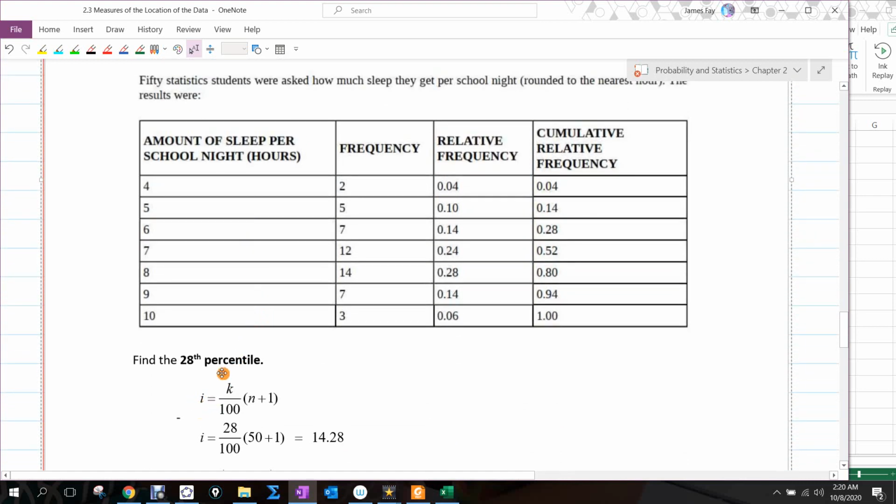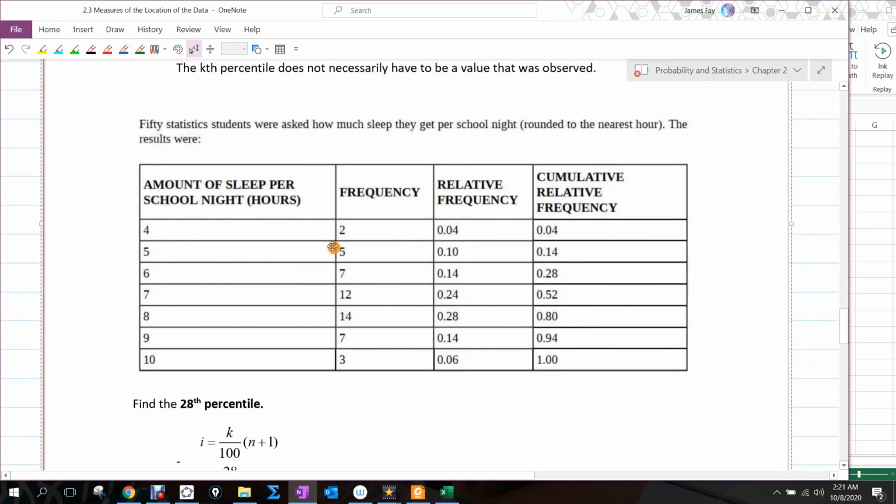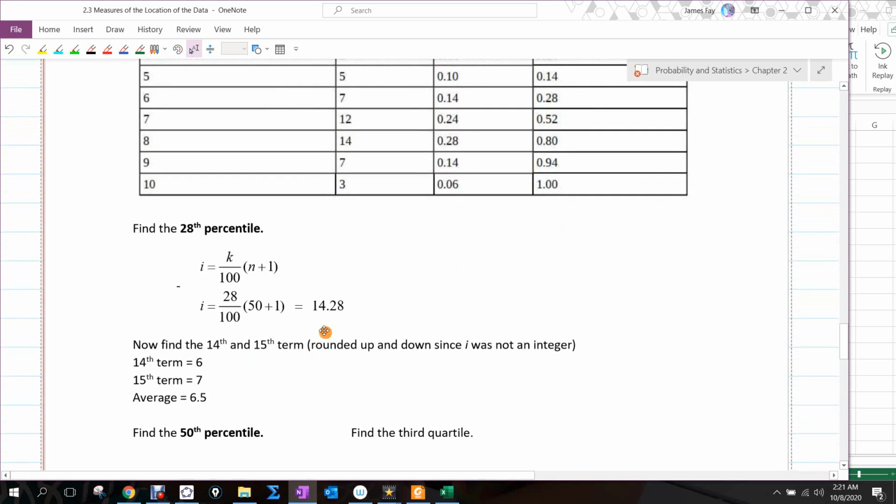We just say i is equal to k over 100, times n plus 1. N is the number of data values, the number in your sample. K is 28, so 28 over 100, multiplied by 50 plus 1. So 28 over 100 times 51 gives me 14.28.